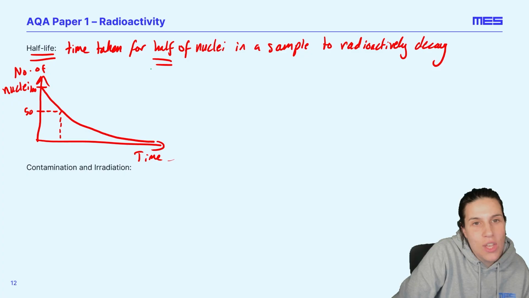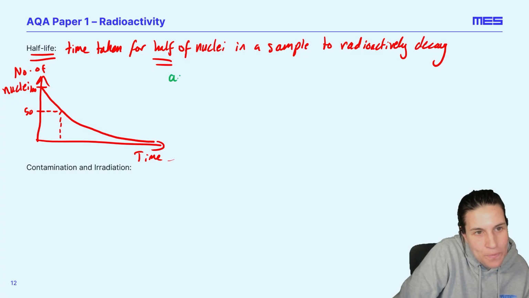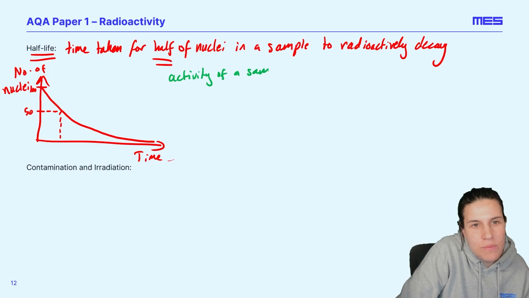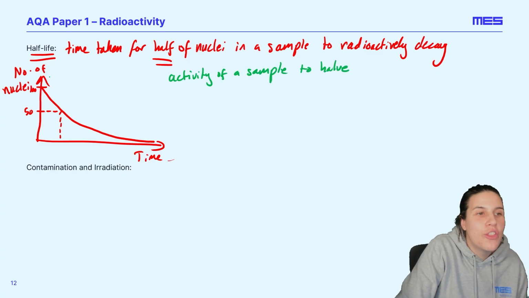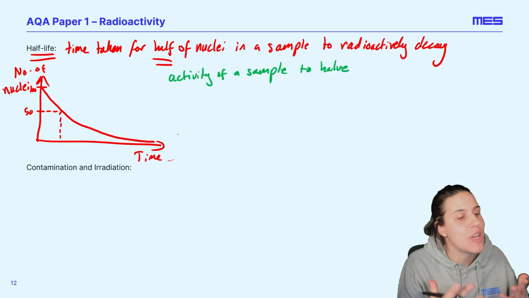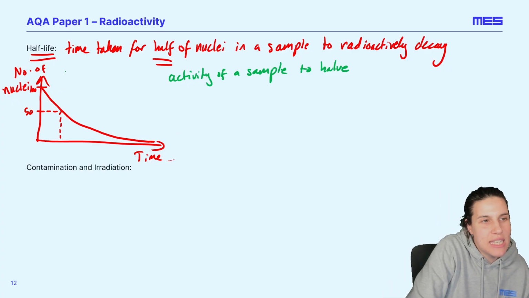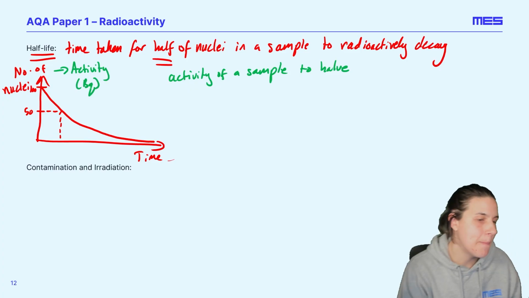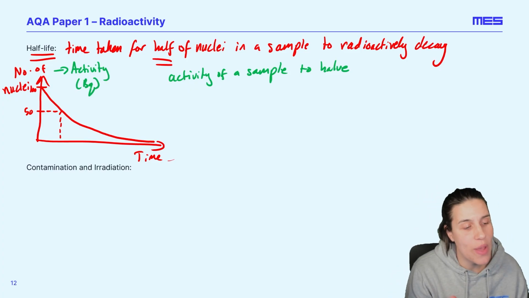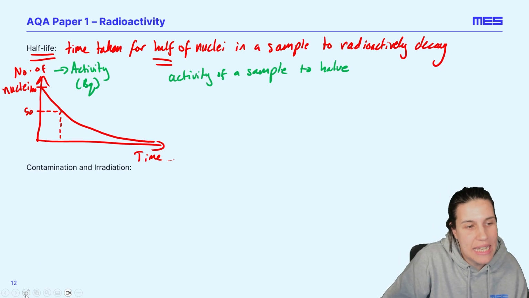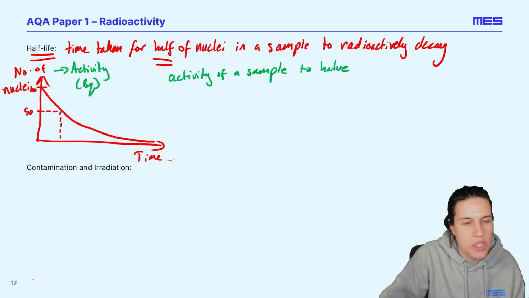So the time taken for the activity of a sample to halve. The shape of the graph is exactly the same, and we treat it in exactly the same way. The only difference is that instead of number of nuclei here, it will say activity, and we measure that in becquerels.